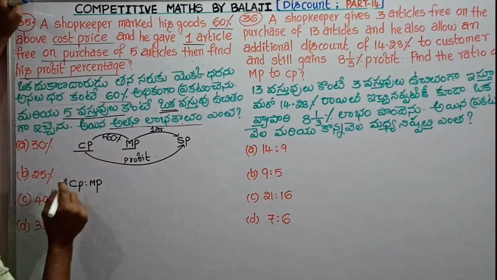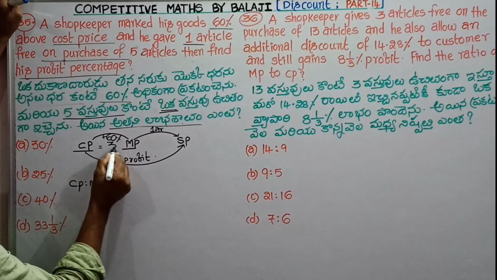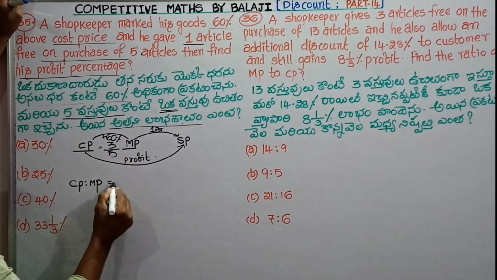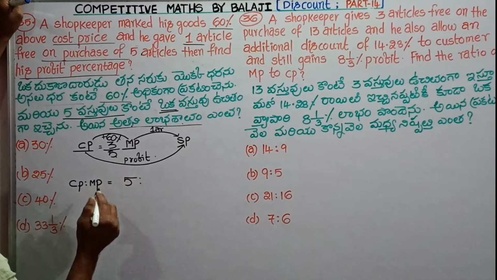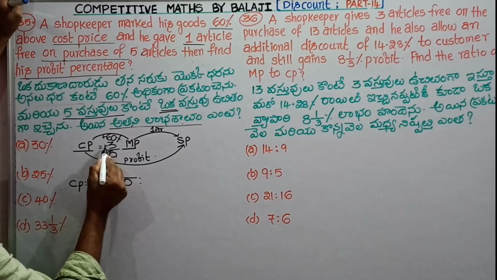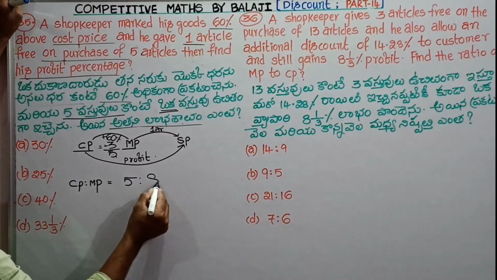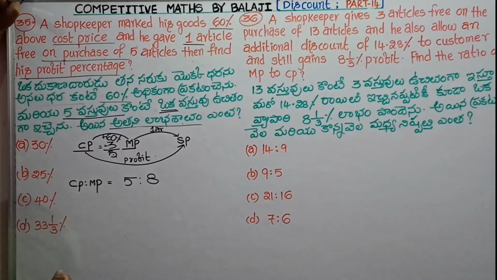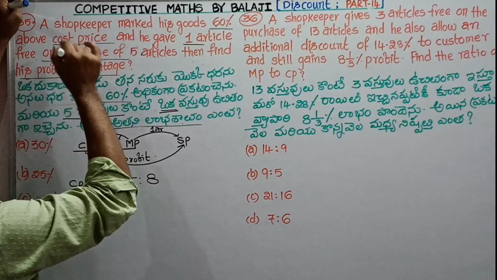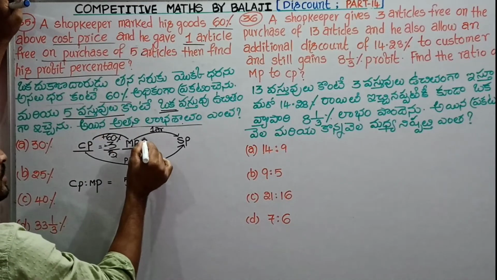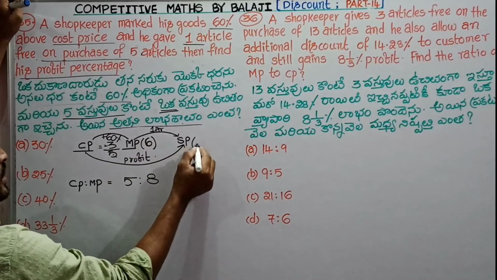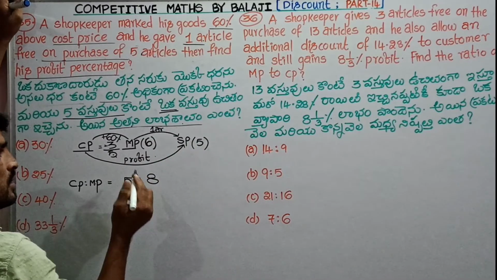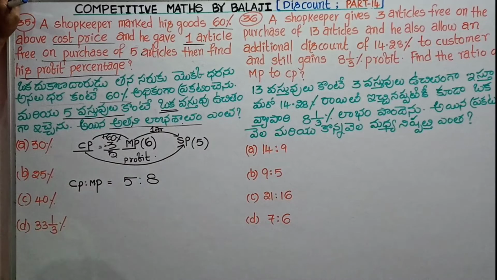So consider the ratio of cost price to market price. Since markup is 60%, the fraction value is 3 by 5. If cost price is 5 units, then market price is 3 units more than the cost price, that is 5 plus 3, 8. He gave one article free on purchase of 5 articles. That means if market price is 6 units, then selling price is 5 units, because one article is discounted here.